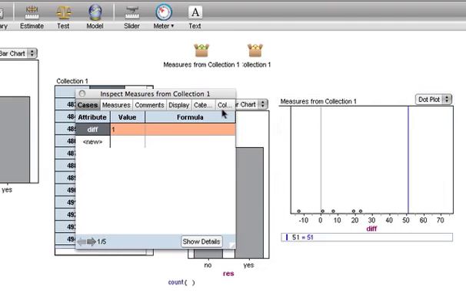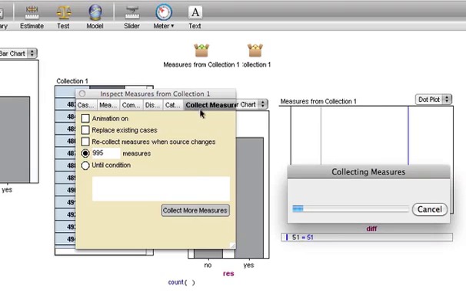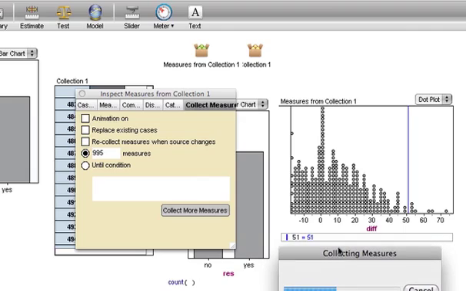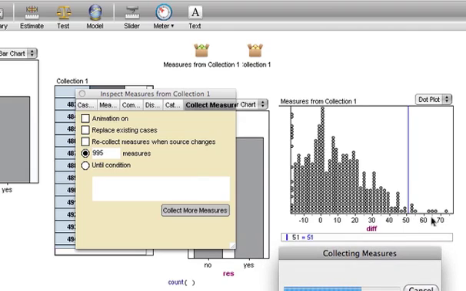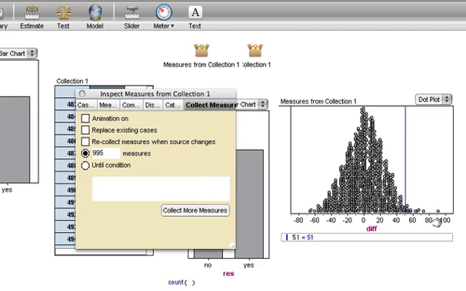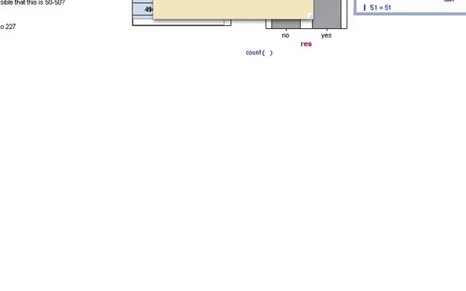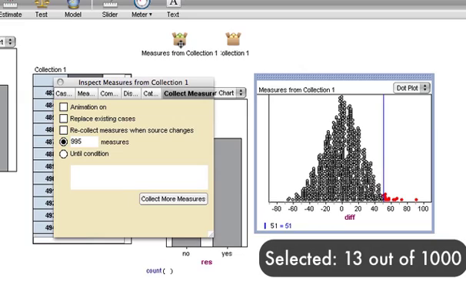Now I'm going to collect more measures. Let's do 995 more, turn animation off, and go. Shazam. Let's watch this happen. Let's see, there we go. We can actually watch it still collecting. We do have some over 51. Not a lot of them, though. Wonder what's going on back there. Okay, now we're done here. And I can select these. I point up at the collection, and I look down at the bottom. And there are 13 right now that are selected. That is what I was expecting you to do on the quiz.